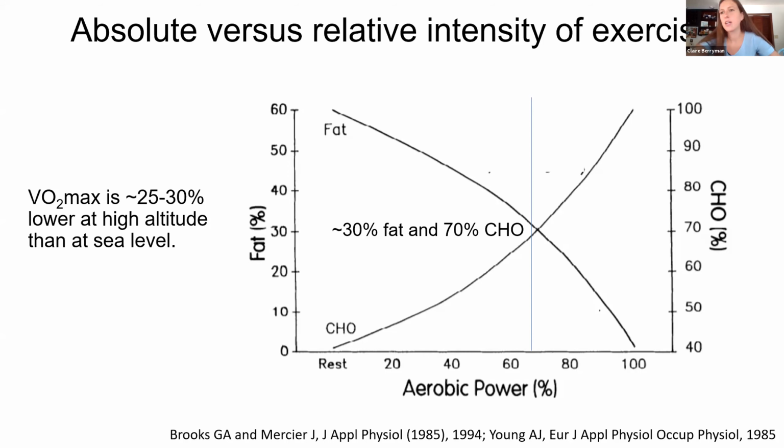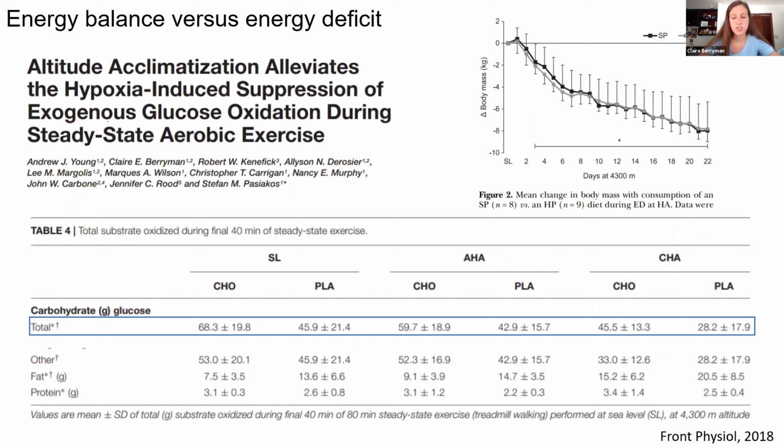Another consideration is energy balance versus energy deficit. In the Brooks study, the volunteers were in energy balance, but that's a rarity. When individuals go to high altitude, they're often in energy deficit. This was a study that we conducted recently in which we placed individuals in an energy deficit through caloric restriction and increased exercise.